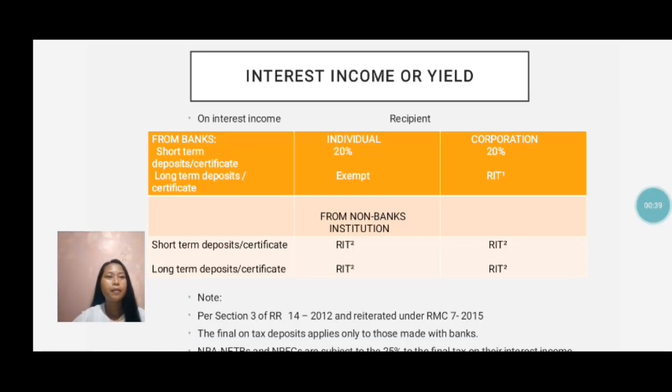This is the interest income or yield on deposits from banks, short-term deposit certificates, and long-term deposit certificates. For individuals, 20%. Exempt recipient, corporation, 20% RIT.